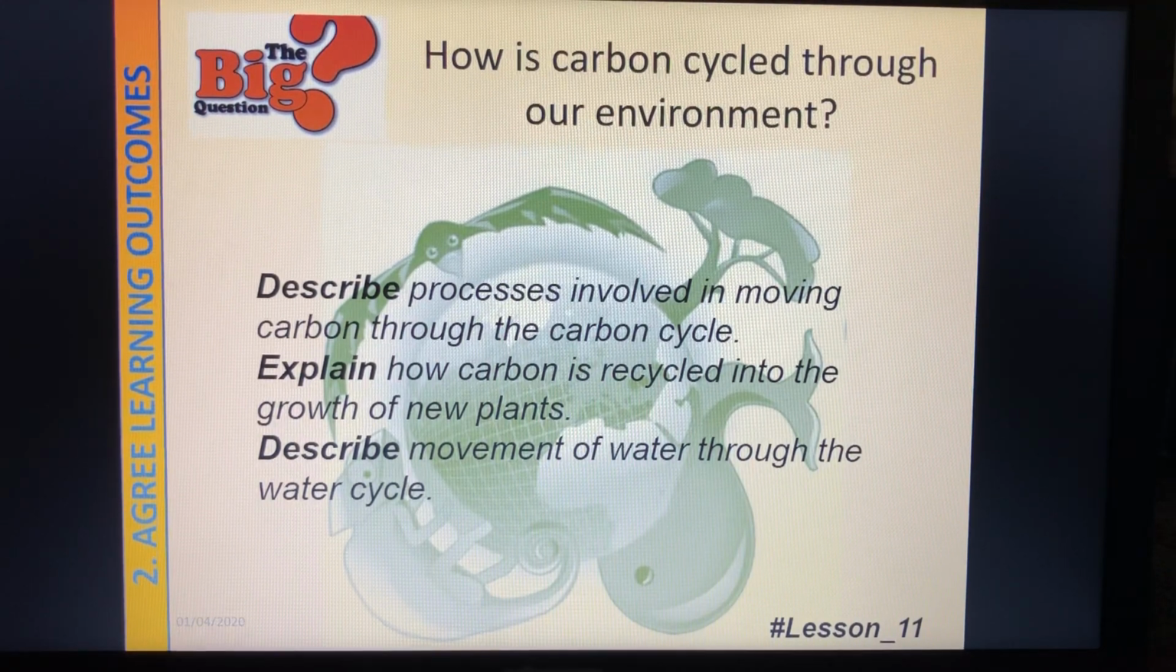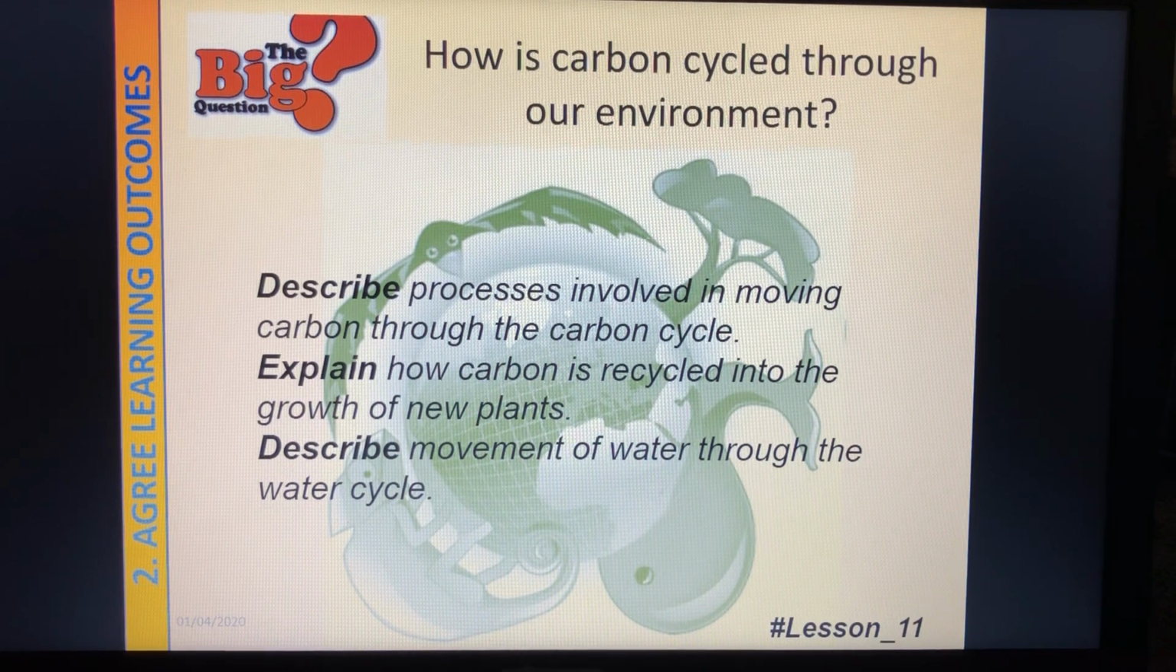Don't forget to write the date as well. And look at the carbon cycle and how carbon moves through our environment. We're going to explain how carbon is recycled from a dead leaf into a new leaf. We're also going to look at the water cycle. So how is carbon cycled through our environment? Don't forget to write the date.